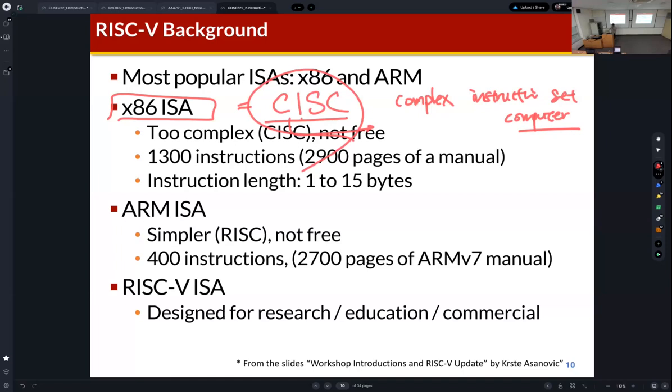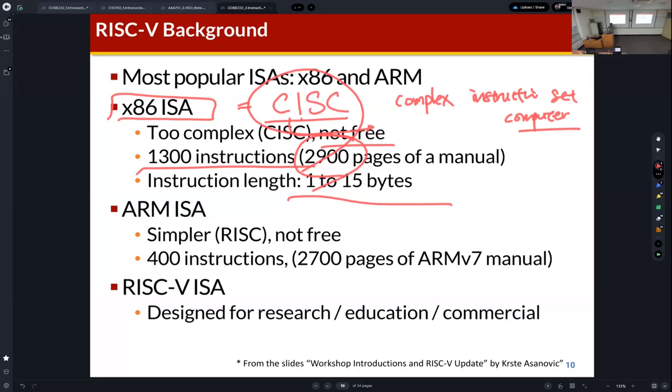It's not free, it's a commodity ISA. Then there are around 1,300 instructions. Okay. So there are many instructions, and the instruction set manual is about 2,900 pages. So it means the x86 ISA is a very complex ISA. It is because x86 has a long history, so it has 8-bit instructions, and the instruction length is 1 to 15 bytes.